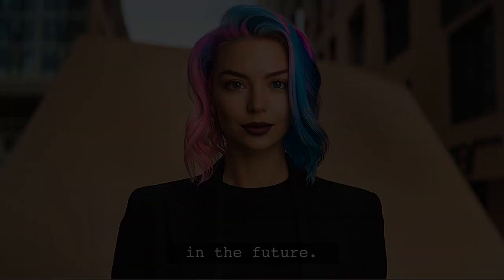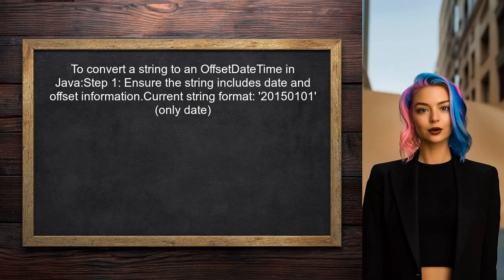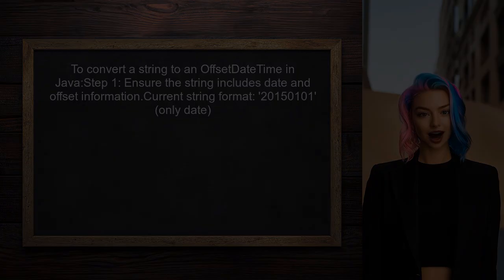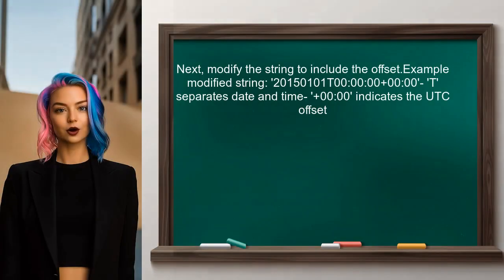To convert a string to an offset date time in Java, the user first needs to ensure that the string includes both the date and the offset information. The current string format only contains the date. Next, the user should modify the string to include the offset. For example, they can append a time and an offset to the string, like this: 2015-01-01T00:00+01:00. This format includes the date, time, and offset.